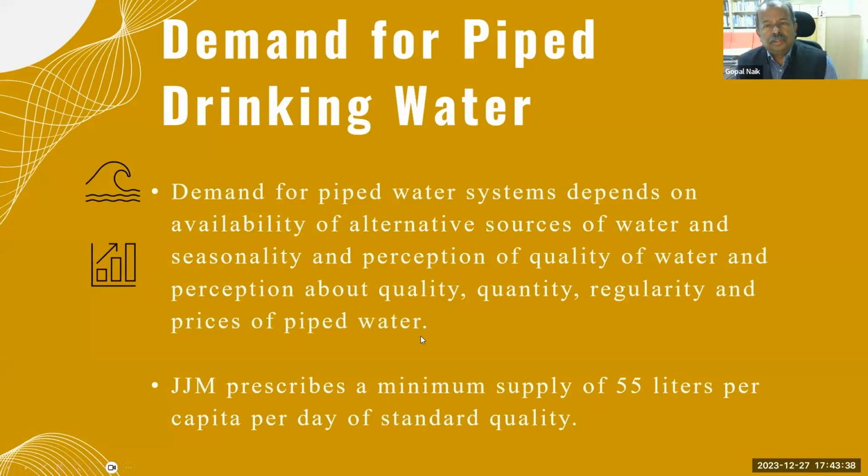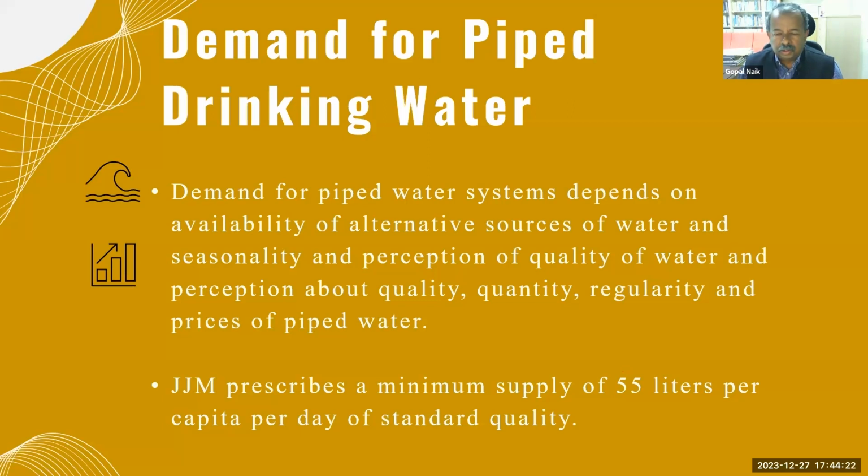So we did talk about the demand for piped drinking water. We will look at it in a little more detail. So demand for a piped water system depends on the availability of alternative sources of water, whether they already have good water available, and they already have a pump which pumps water, and they get tap water from their own system. And if the quality is good, then why would they look for another tap water system? So, you can say that in such cases, the demand would be low. Whereas, if there is no water at all, they have to fetch water from long distances.